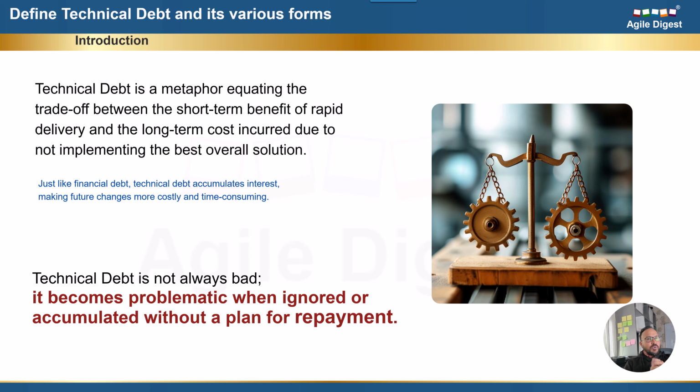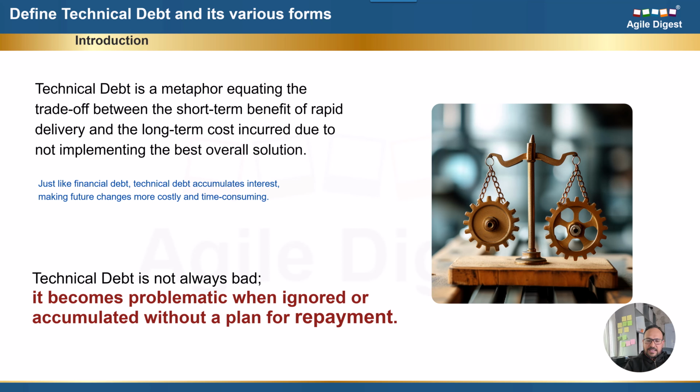So welcome to our exploration of technical debt, a crucial concept in software development that balances the immediate benefits of rapid delivery against the long-term cost of not implementing the best overall solution. Like financial debt, technical debt accumulates interest, making future changes more costly. However, not all debts are bad. It is the management and repayment plan that counts. So what are the different forms of technical debt? In these slides we'll talk about the causes, the different forms, the consequences, and how we can manage technical debt.